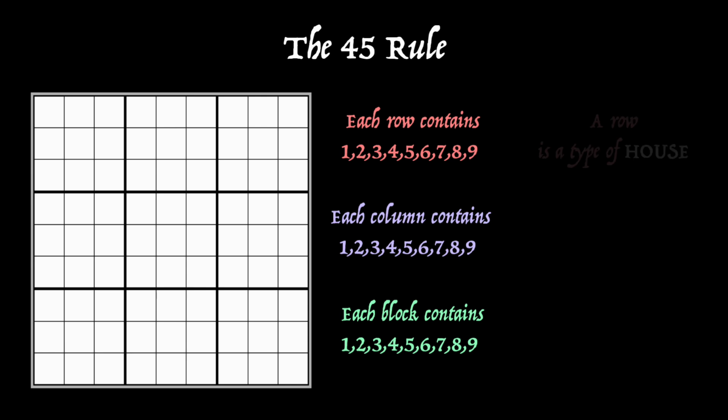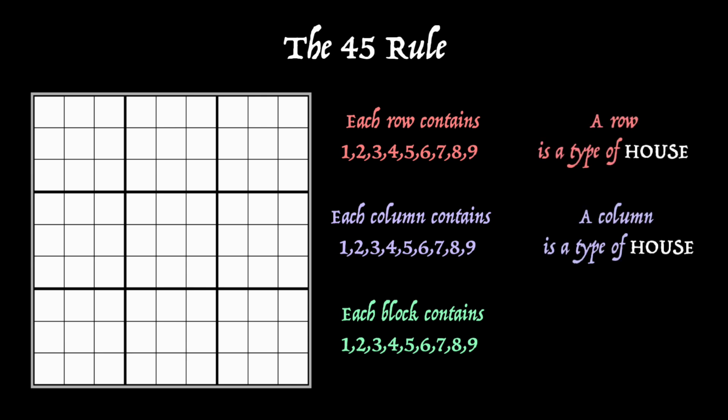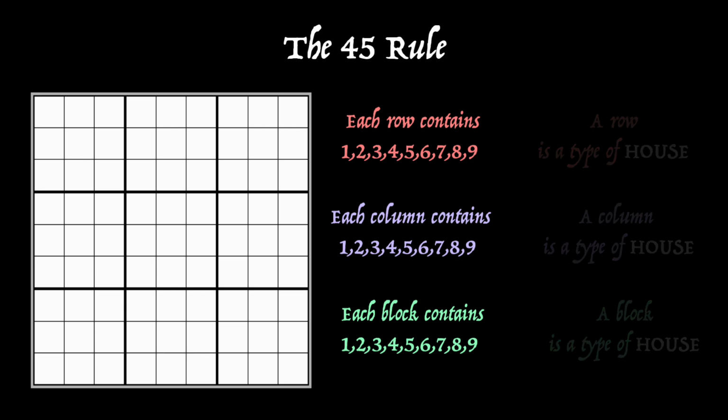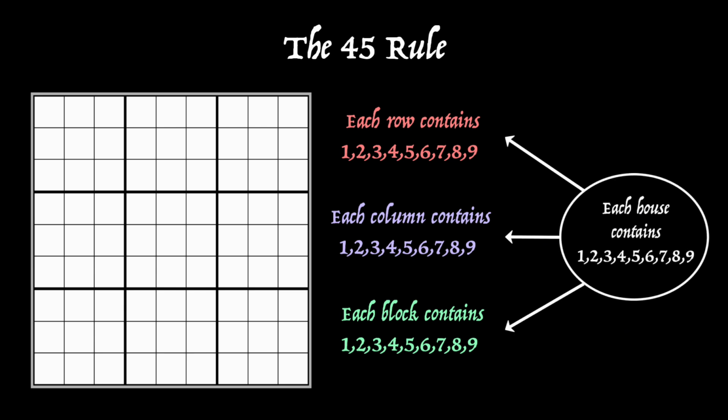Now there's a new term I want to use. It's called a house. And a row and a column and a block, they're all examples of a house. So each house contains the numbers 1 up to 9. So there's 3 types of houses: a row, a column and a block, and they each contain the numbers 1 up to 9.